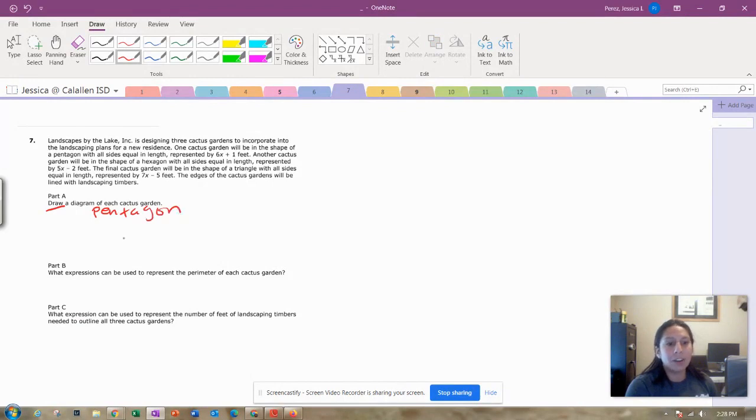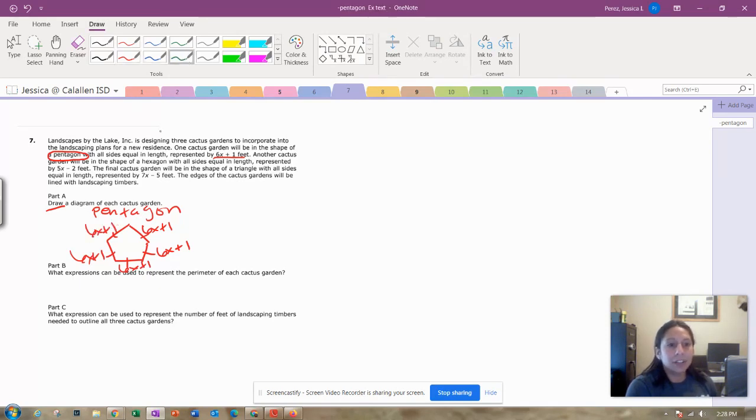I'm going to start with the pentagon. A pentagon has 5 sides and they're all equal. So something like this, all 5 sides, these sides are all the same. And it says that this pentagon has a side length of 6x plus 1. So this is 6x plus 1, this is 6x plus 1, and so on. Each side is 6x plus 1.